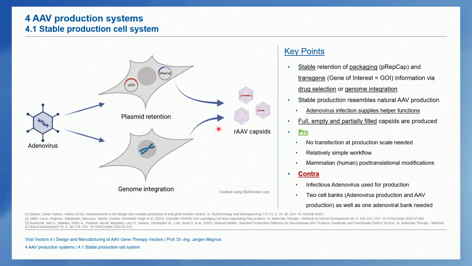AAV capsids. Another way to do this, maybe not as established, is to use constructs that aren't integrated on the chromosome but are still retained in the cells, maybe by using an antibiotic marker or something like that. But I think, at least to my knowledge, the stable production cell systems typically use genomic integration. So that's one way to do it.